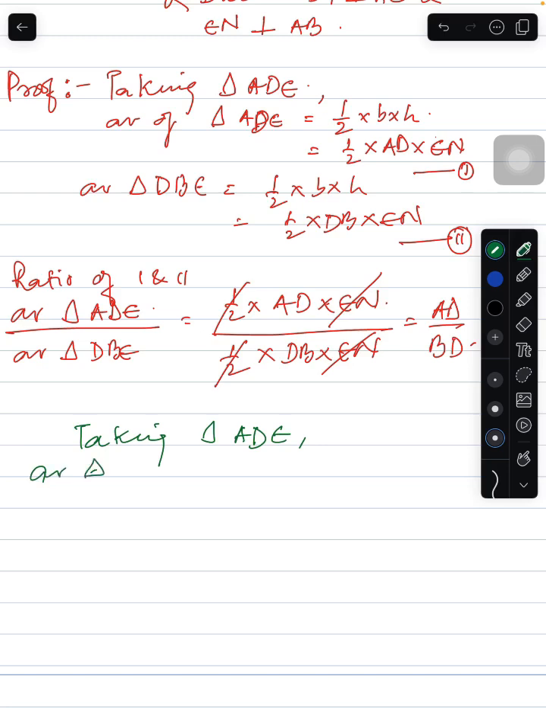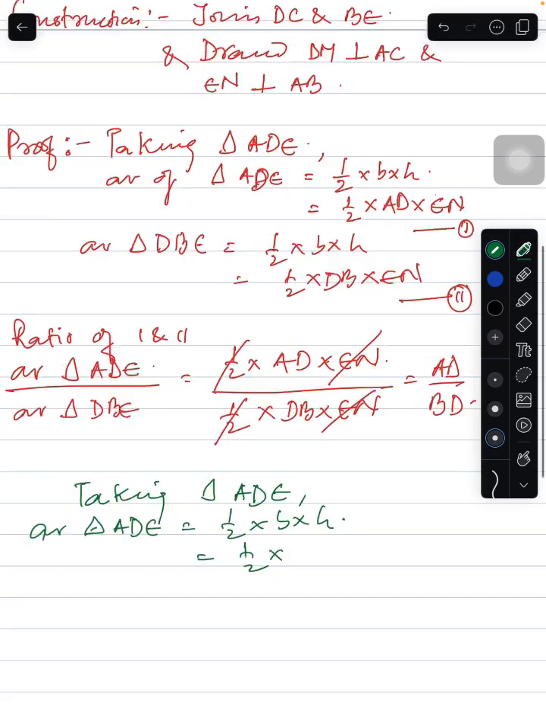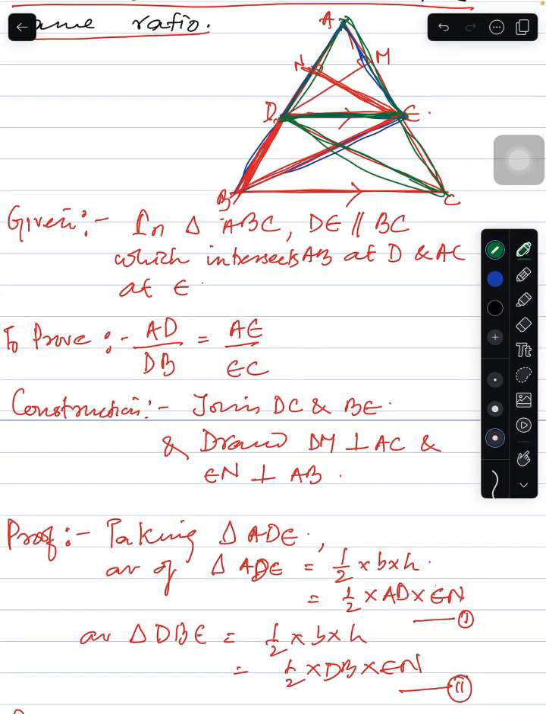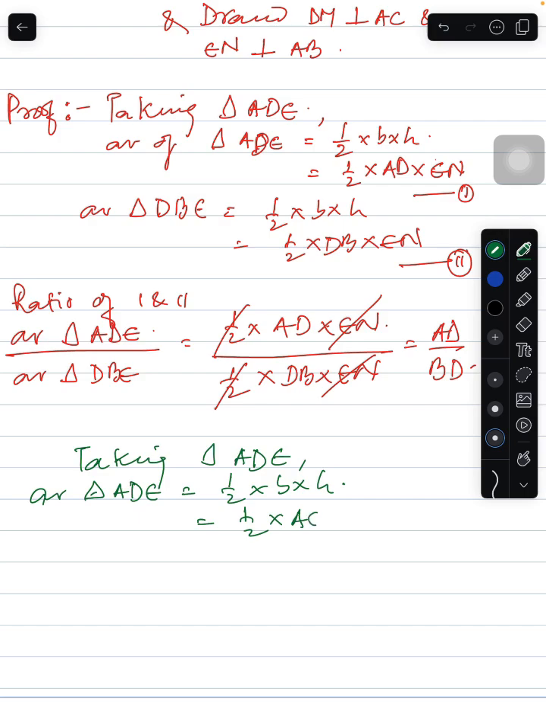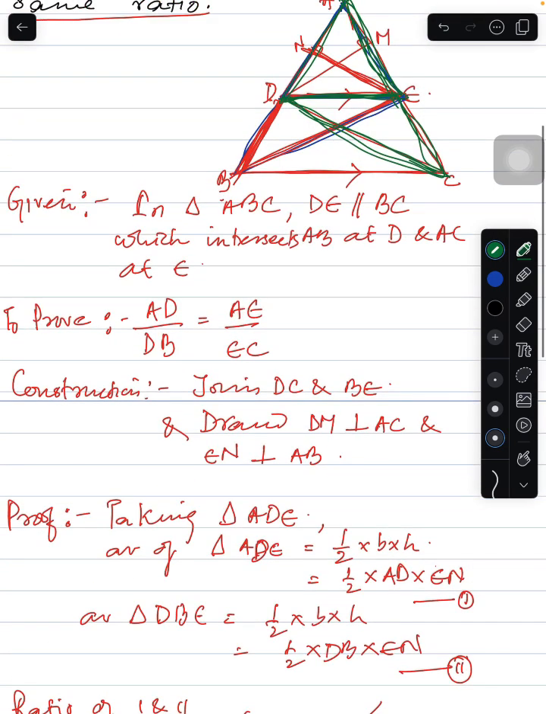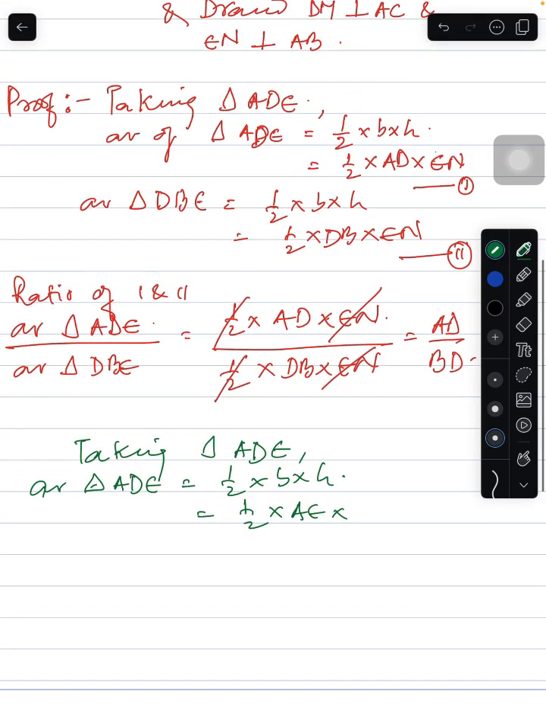Area of triangle ADE. What is the area of a triangle? Again, half into base into height. Here, half into, what will the base be? Base is AE this time, because we are taking this triangle. So you will have to take AE as the base. AE into, what will the height be? Height is DM. DM is the height. Half base into height.